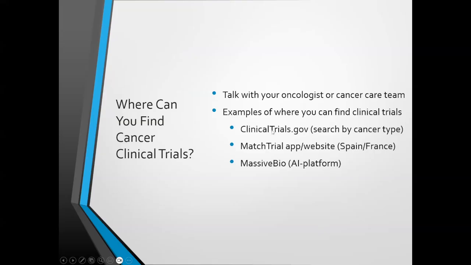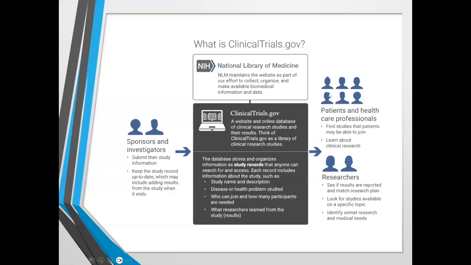So the first one I'm going to talk about is ClinicalTrials.gov, and then we'll briefly talk about the MatchTrial app, website, and then MassiveBio as well. So ClinicalTrials.gov is essentially a website, an online database that stores all clinical trials. And you can think of it as a library of clinical research studies.